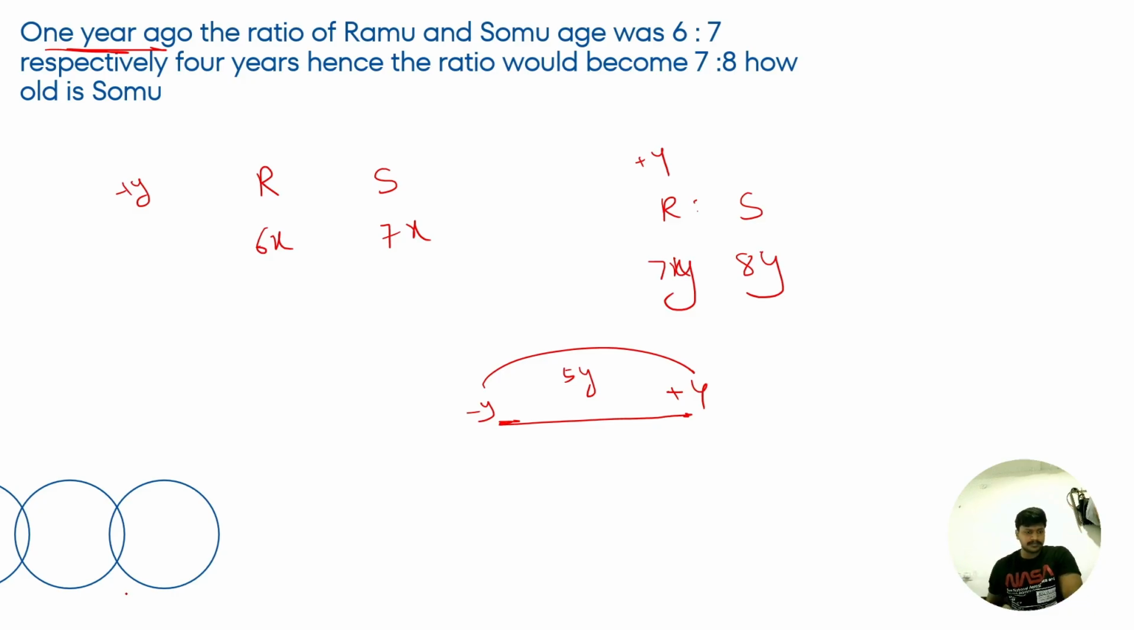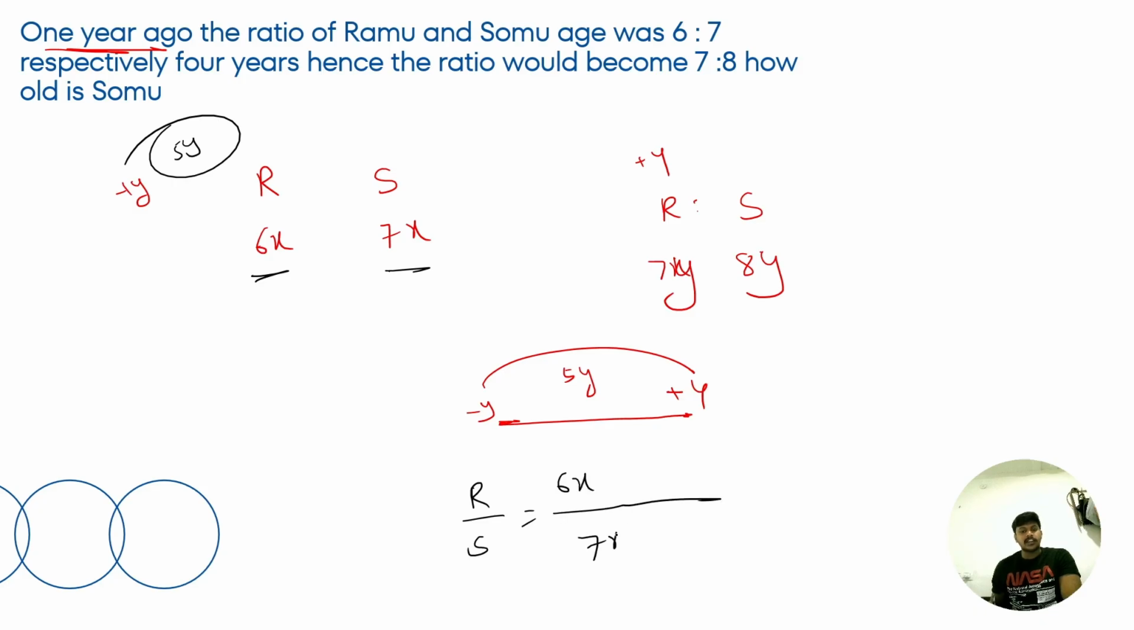Like for example, let us take that 5 years back. The ratio says 6x and 7x. So Ramu and Somu, the ratio is 6x and 7x. That is 5 years back. Now, if I add 5 years to it, both of them are going to age. I am going to get the present ratio as 7 is to y. I don't want to take the variable because anyway we can cancel them. Okay, so let's simplify it.